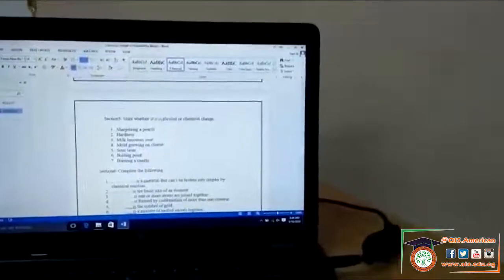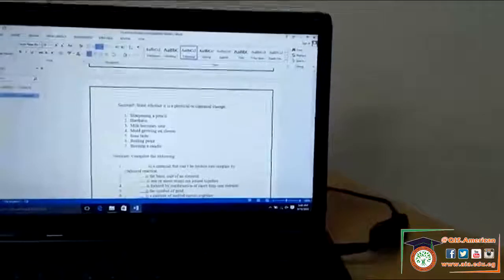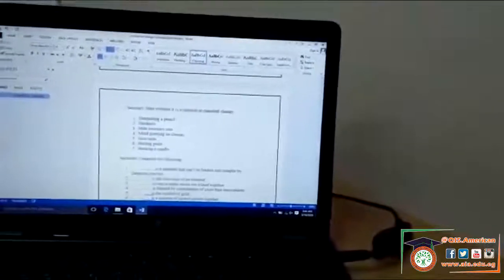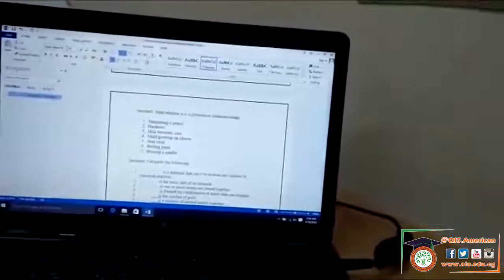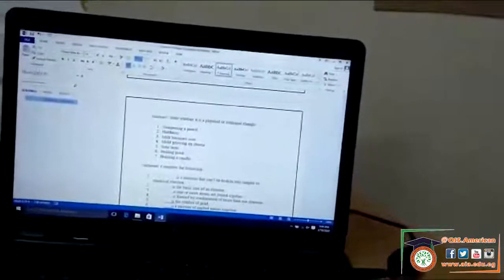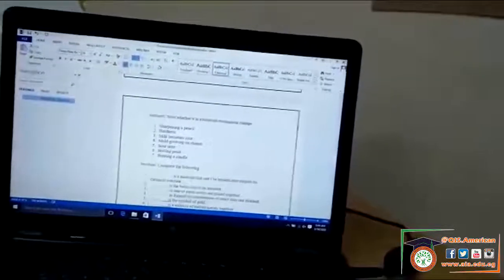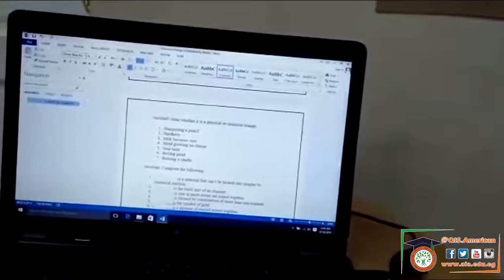Number five, some of you are confusing number five and number three. The sour taste or a bitter taste is a physical change. If we have salt, it's salty. It does not change. It's a salt. But the milk, when we put it out of the refrigerator, changes its taste, okay? So number five, the sour taste or bitter taste or salty taste, is a physical change.